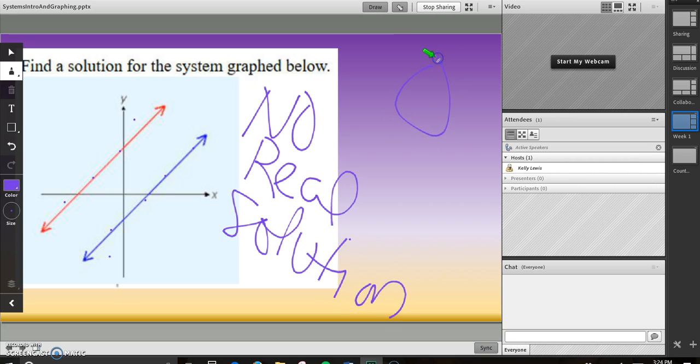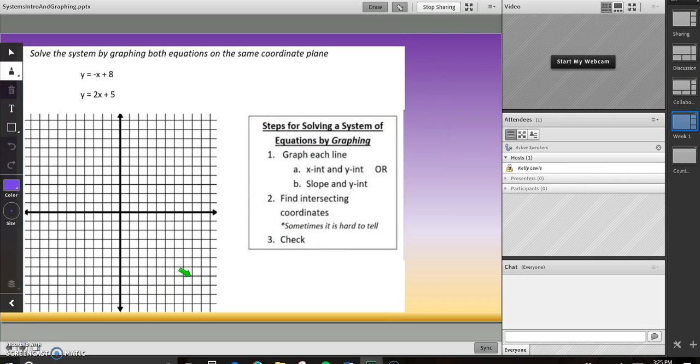Or if you wanted, you could do the 0 with a slash. That means no real solution. This means 0. Please know the difference. Okay, there we go. All right, so now we have two lines.